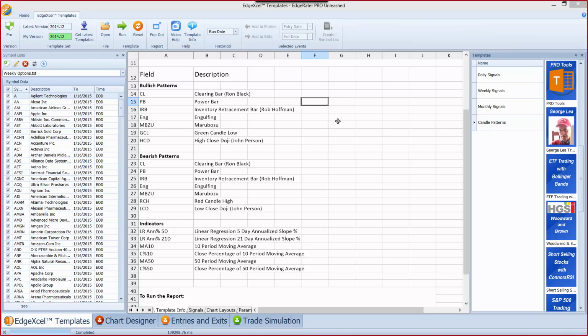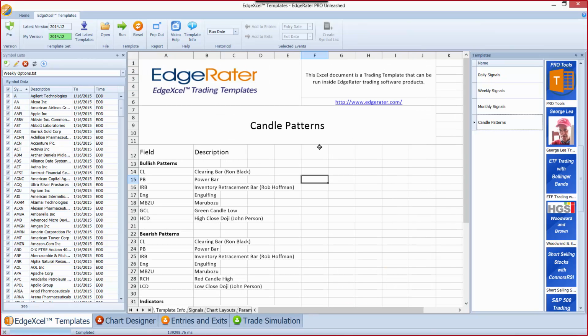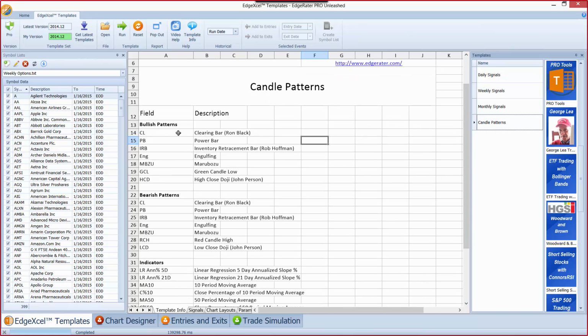Very good, thanks. This template is under the category George Lea. So if you click on the category, you'll see the original three templates that were there, which were the daily, weekly, and monthly squeeze templates, and then this candle patterns template. There are a number of scans in this template, and they're organized into bullish and bearish patterns.